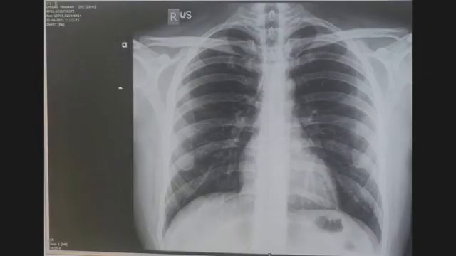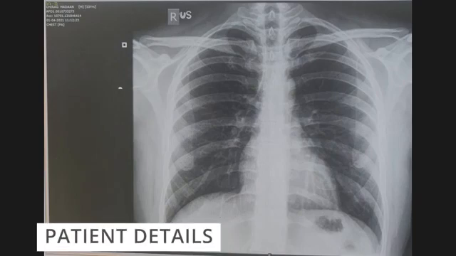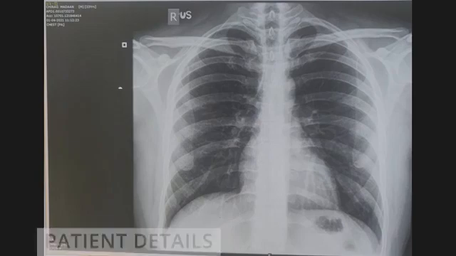Now this X-ray looks like a perfect X-ray, right? Before moving further, you need to check the patient details. This is very important, and it is always mentioned on the X-ray.